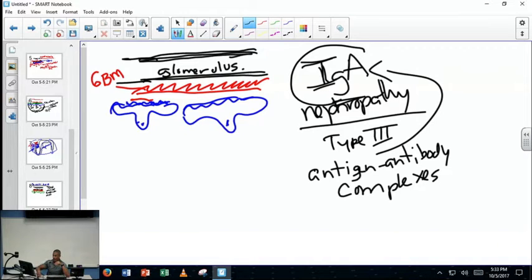Antigen-antibody complexes are big. They get stuck in and start causing damage. And they activate complement. So complement comes in and starts damaging your kidneys. Okay.